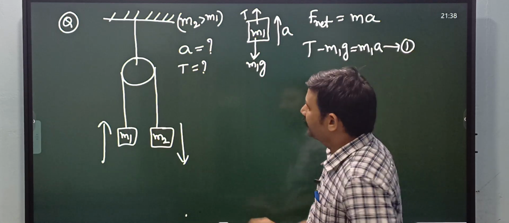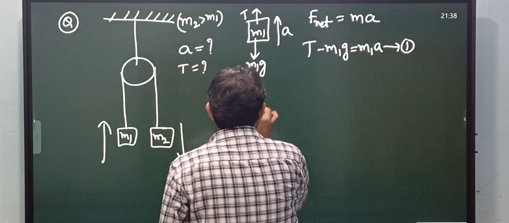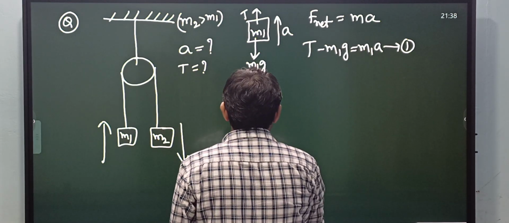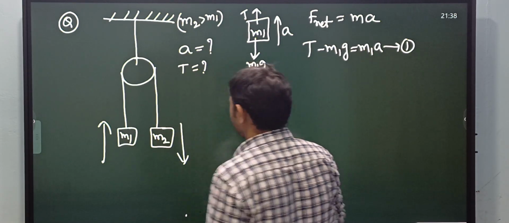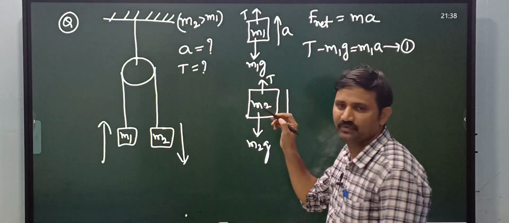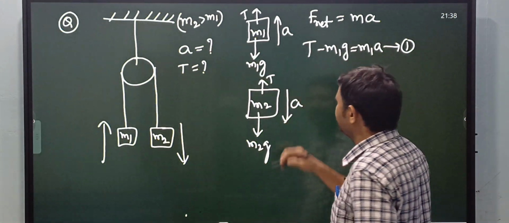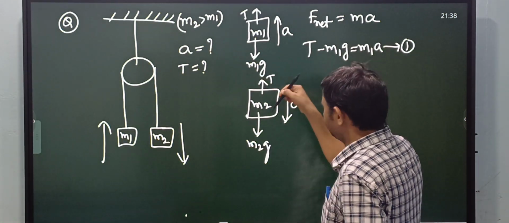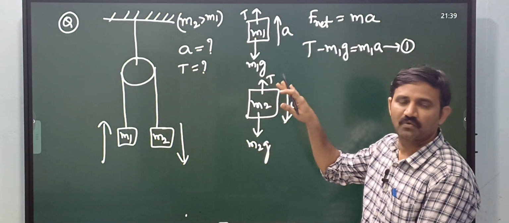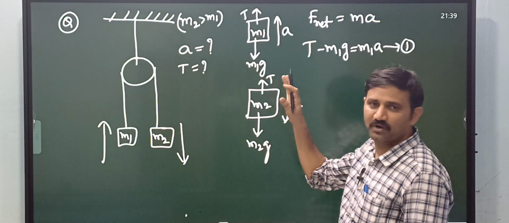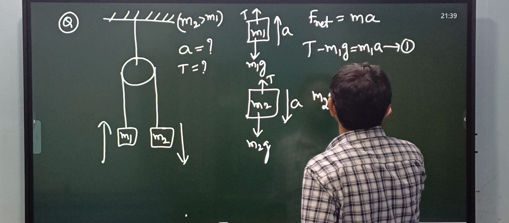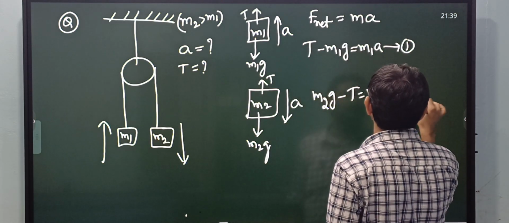Next, similarly, draw the free body diagram of m2. In the m2 free body diagram, m2g is in the downward direction and T is in the upward direction. So the m2 body moves downward, and the acceleration of m2 is in the downward direction. So what is the equation for m2? Because the m2 body moves downward, the downward force is greater than the upward force. What is the downward force? m2g. What is the upward force? Tension. So m2g minus T is equal to m2 into A. This is equation number 2.